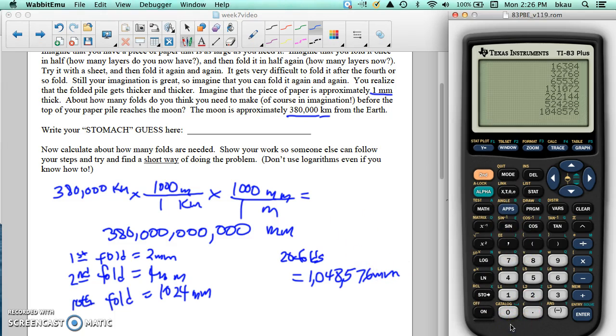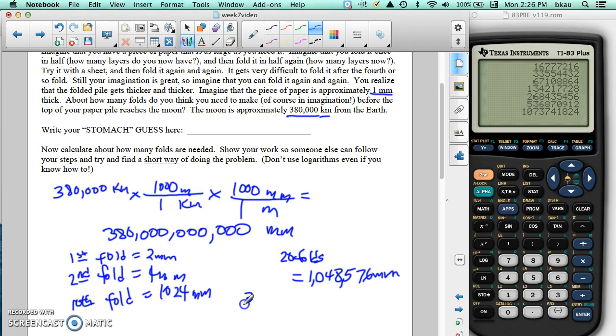All right, so let's do enter again. So this is going to be 21, 22, 23, 24, 25, 26, 27, 28, 29, 30. So at 30 folds we're at 1, 0, 7, 3, 7, 4, 1, 8, 2, 4. So we're at a billion, comma 4, 1.